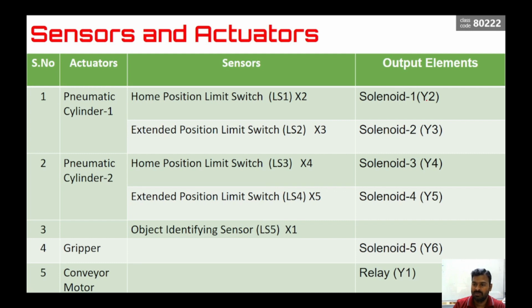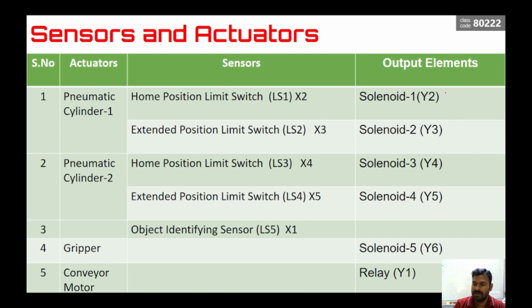And the output elements for this pneumatic cylinder, I am going to have solenoid 1 and solenoid 2. I have labeled them as Y2 and Y3. Then I have pneumatic cylinder 2 where the sensors LS3, LS4 are connected. X4, X5 are the labels for the ladder. And the second solenoid valves are labeled as Y4 and Y5.